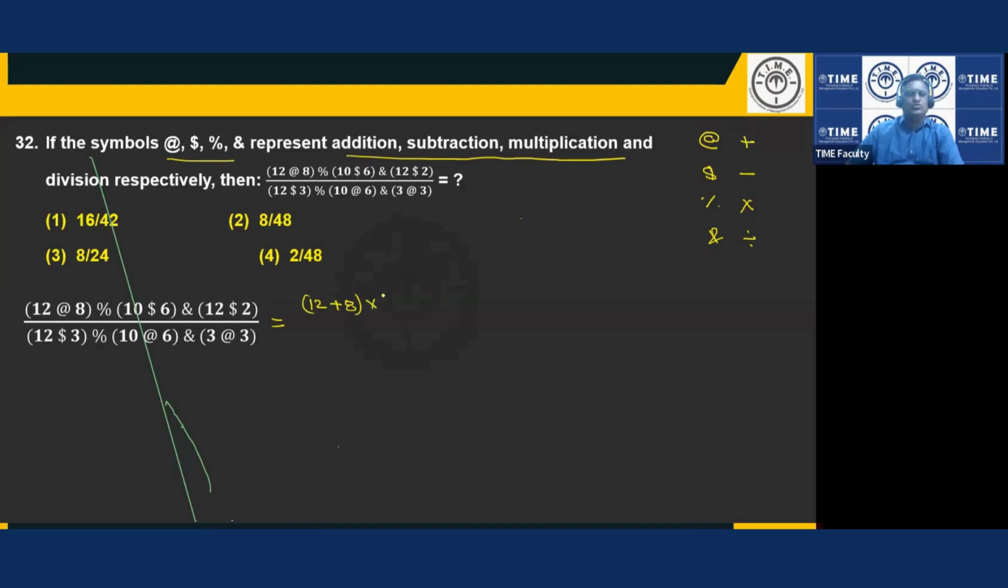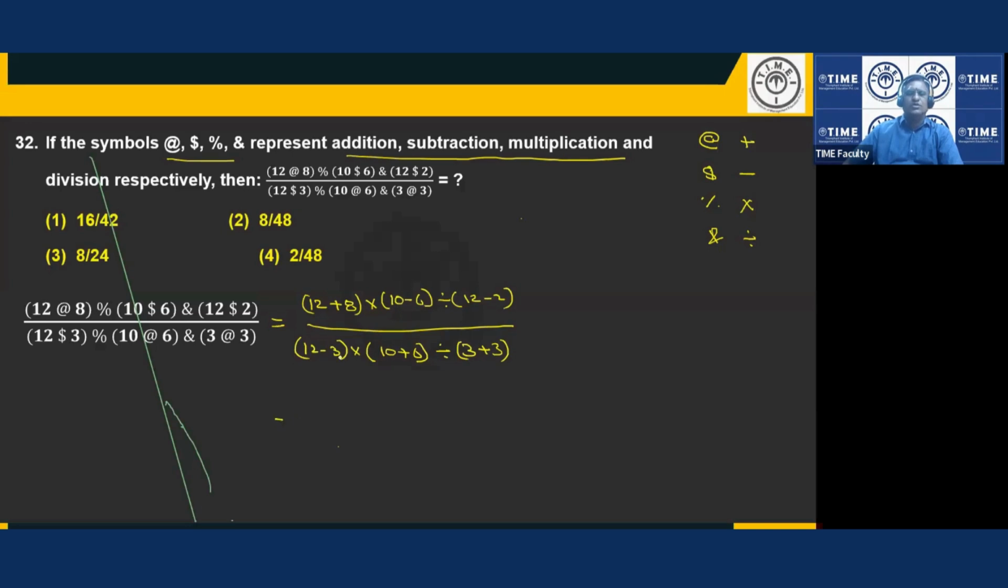Percentage into 10 at the rate 6, that is 10 minus 6, and the symbol divided by 12 minus 2. Then 12 at the rate 3, that is 12 minus 3, percentage into 10 at the rate 6, 10 plus 6, and the symbol divided by 3 at the rate, sorry, 3 at the rate means plus 3.